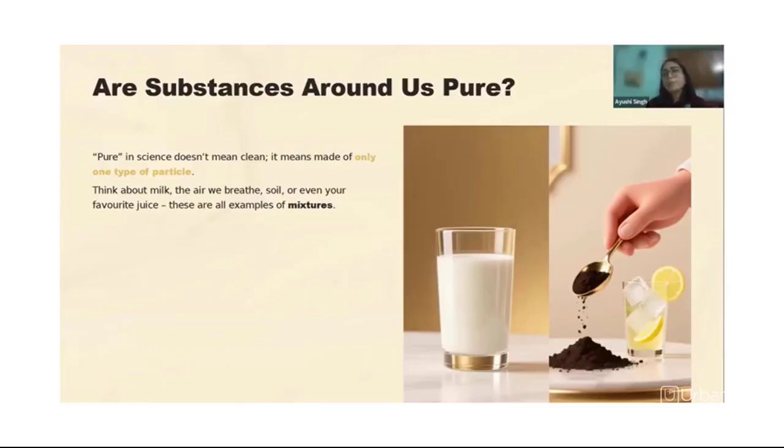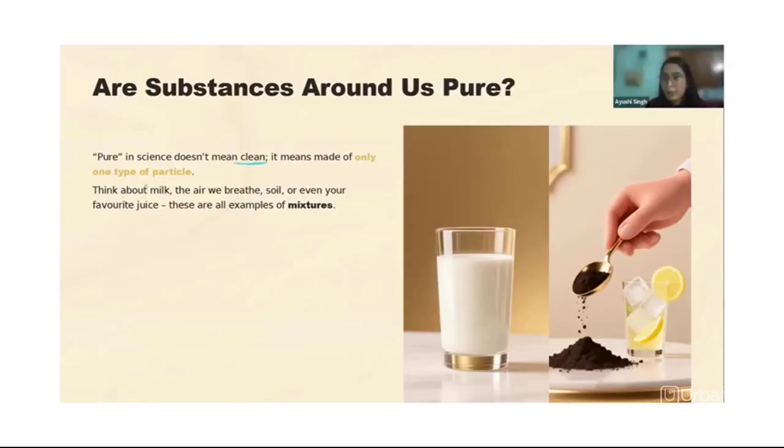So what do we mean by pure? Whenever you go out, when you are drinking something or eating something, usually our parents or friends tell us that we are going to take only pure juice, or maybe good, clean, pure coffee, right? So in our day-to-day life, what we mean by pure is that we suppose it to be clean. But in science, it doesn't mean clean.